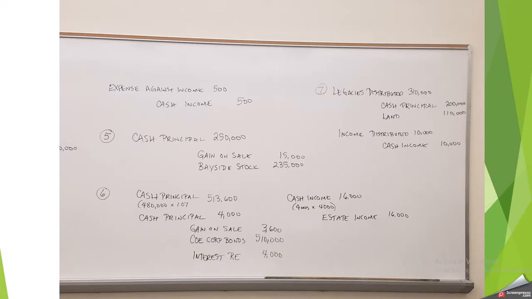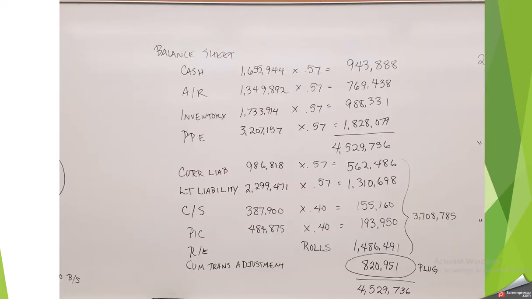Then we have the legacies distributed. So we've got legacies distributed for $310,000. Then we take it out of the cash and the land because it tells us that part of the land is getting paid out. And then the income, again, is distributed separately because it comes out of that cash income, which is separate from the cash principal. So that's the only thing I think that gets confusing: you have to keep any money that comes in after the person dies separately as cash income, and then have estate income or estate expenses. And then if it gets dispersed, obviously it's going to get paid out of that.